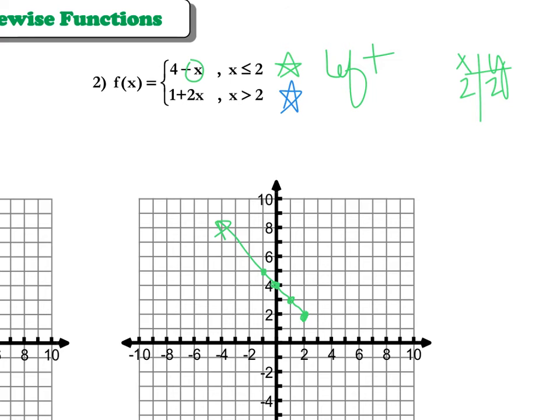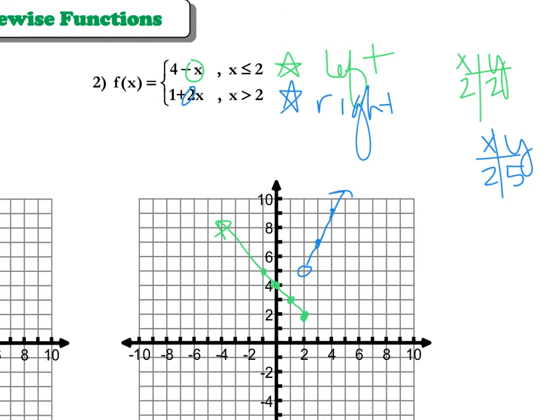Okay. And then for the blue graph, make your XY table, plug in 2. Remember, it doesn't matter if it's an open or closed circle. And we get 5. So just at (2, 5), we're going to have an open circle. And since x is greater than, I want to the right. Now this slope is 2, so I'm going to go up 2, right 1.